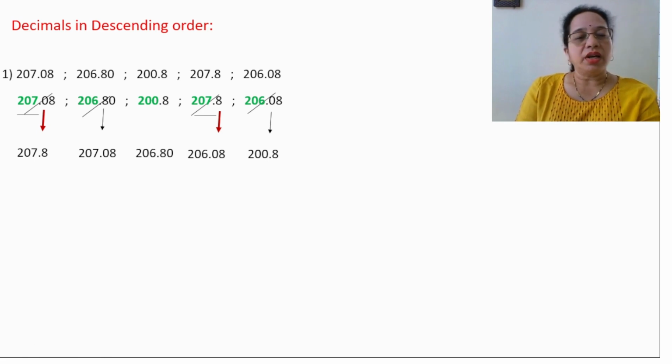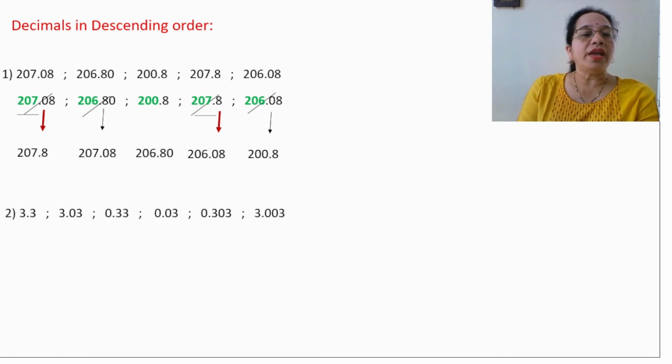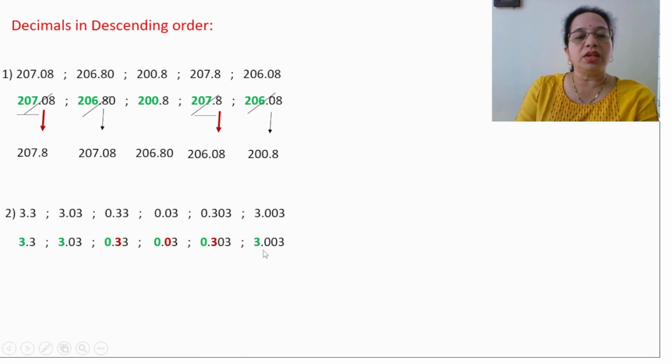Last slide for the arrange in ascending order. I have told you the proper steps. If you're confident, you can avoid a few steps, and whatever method you like, you can go with that. So take one more example. So these are the numbers given over here. So again, I have written the whole part with the green color so that it is easier for us to find out the greater number.